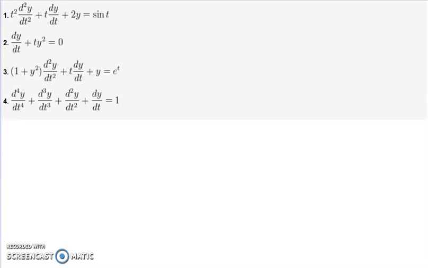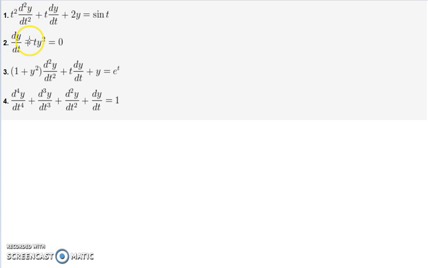I'm going to run through this problem here, which is just looking for the order and linearity of the differential equations listed. So first we're going to start by classifying by order. To do so, you're just going to look for the highest degree derivative in the equation. So let's take a look at the first one. Here you have a second derivative and a first derivative, which means that your highest derivative is the second, so your order is second. Now let's look at the second one.